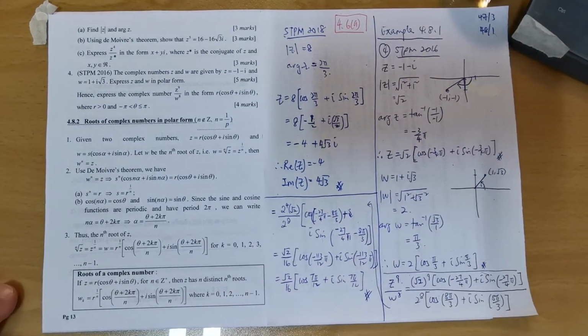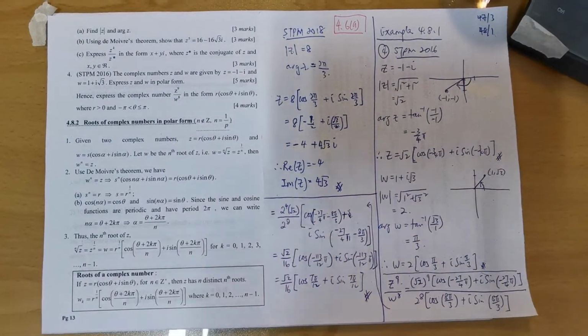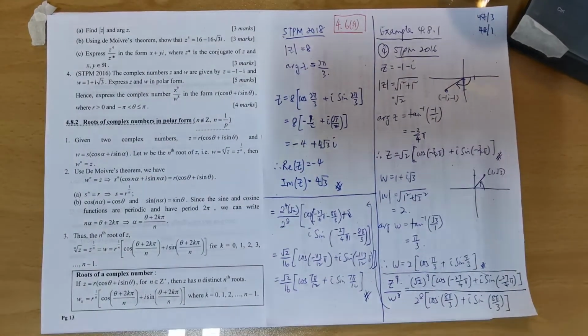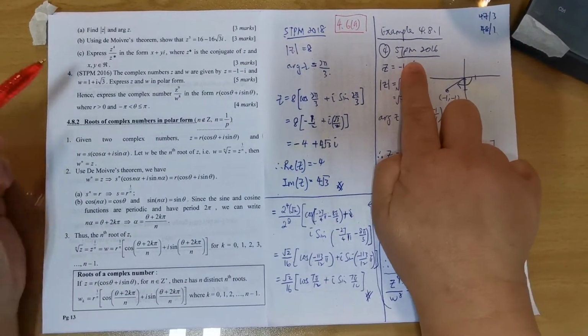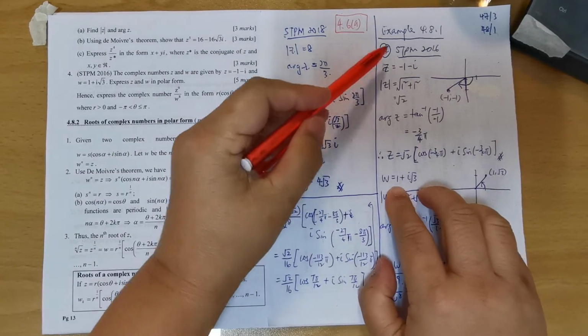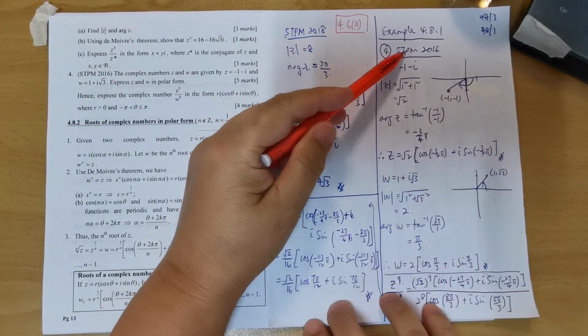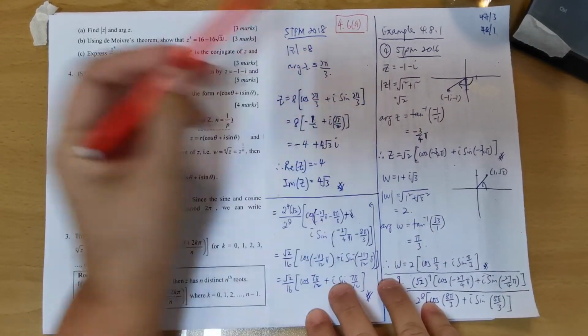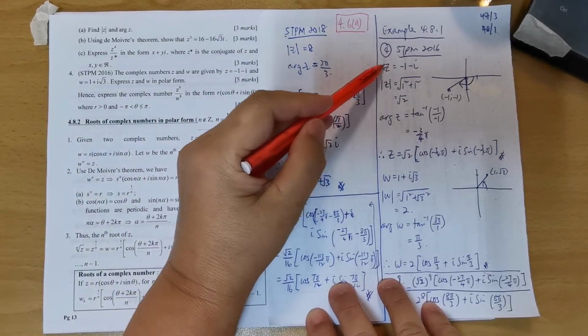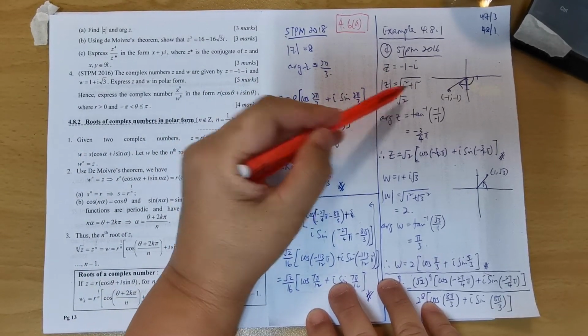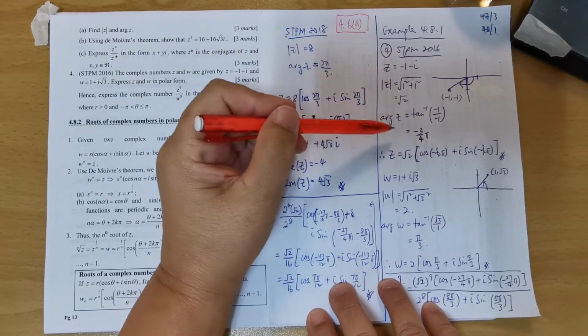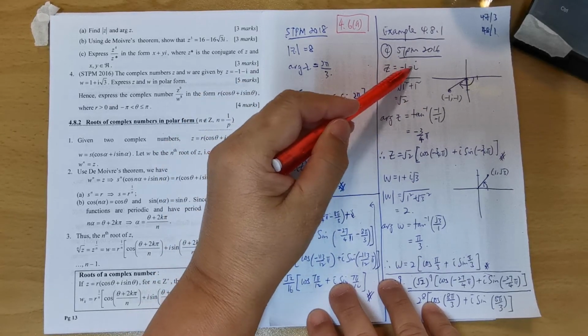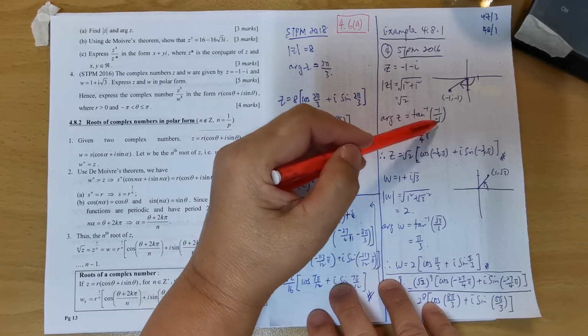Alright. Okay, so STPM 2016. This one here. So example 4.8.1, question 4, STPM 2016. So you are given z. z is minus 1 minus i. So modulus is square root of 1 squared plus 1 squared, which is square root 2. And argument is arctangent of y over x, minus 1 over minus 1.